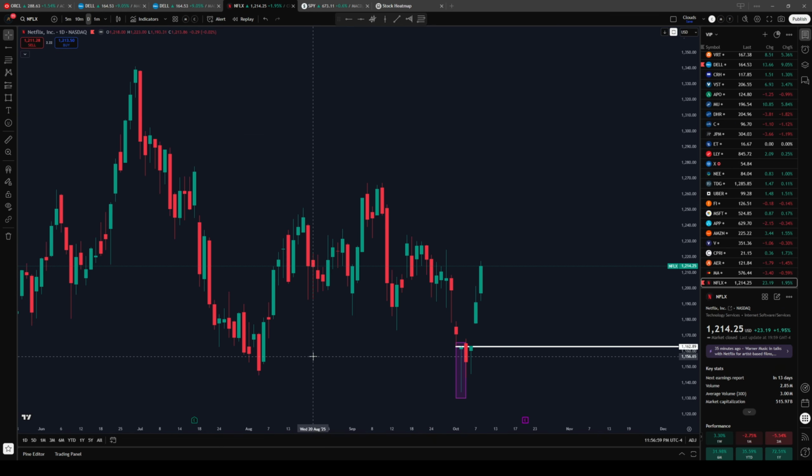Also keep in mind to pair the Dragonfly and the Gravestone with location on the chart. A Dragonfly at support is usually pretty strong. A Gravestone at resistance is usually pretty strong. Also keep in mind that volume helps with both of these.